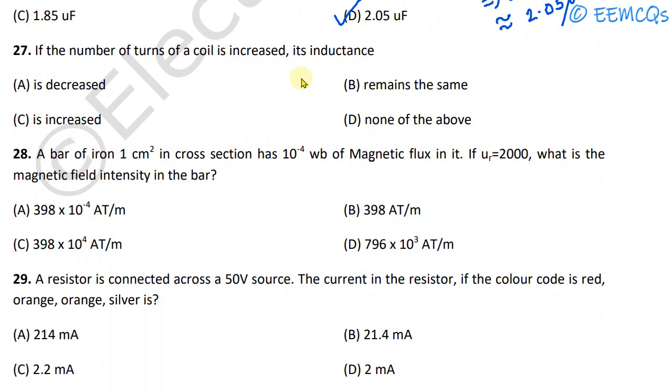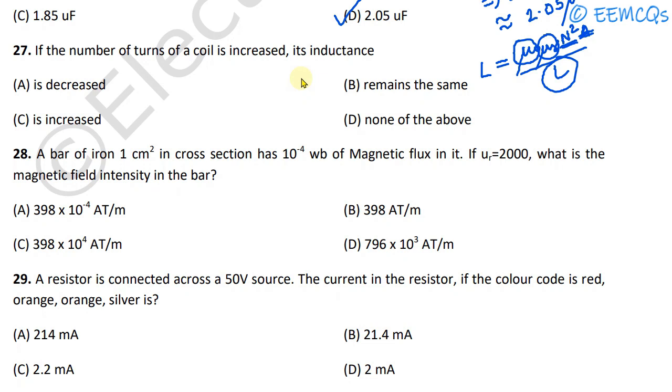Next, if the number of turns of a coil is increased, its inductance. What do you know? The inductance L of a coil is basically given by mu 0 into mu R into N square into A by L, where mu 0 is the permeability of free space, mu R is the relative permeability of any medium, N is the number of turns of the coil, and A is the area of cross section of the solenoid, and L is the length of the solenoid. Okay, so this is the formula for finding the inductance of a solenoid.